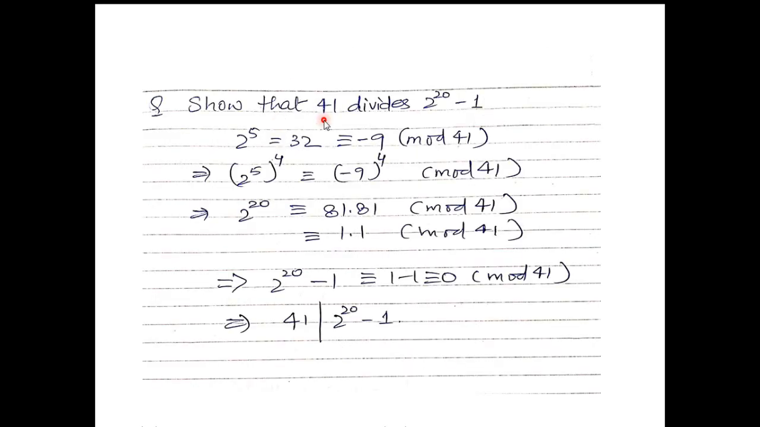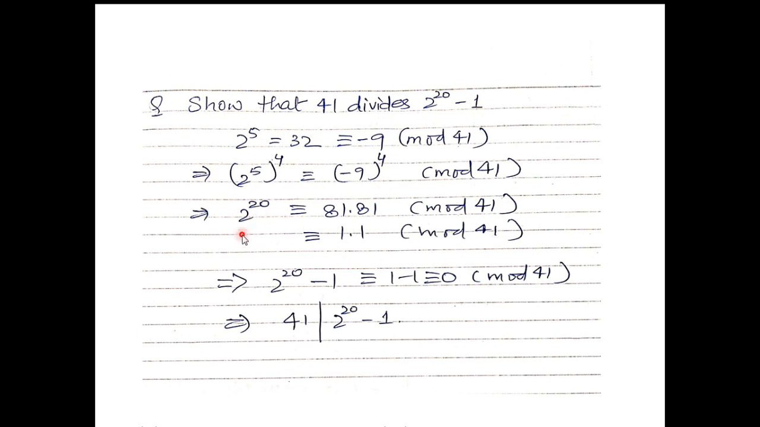Let us try to solve this question. Here we have to show that 41 divides the number 2 to the power 20 minus 1. First of all, let us find 2 to the power 5. 2 to the power 5 is 32, which under modulo 41 is congruent to minus 9. Now, 2 to the power 20 can be written as 2 to the power 5 whole to the power 4, and 2 to the power 5 is congruent to minus 9.